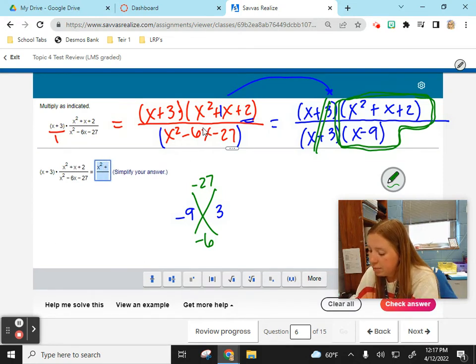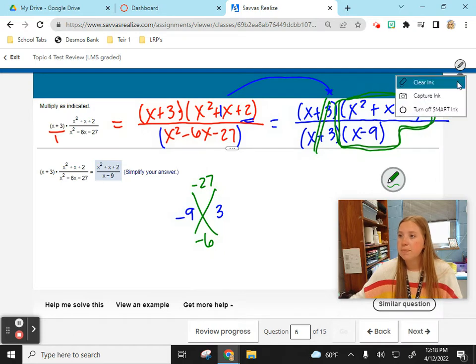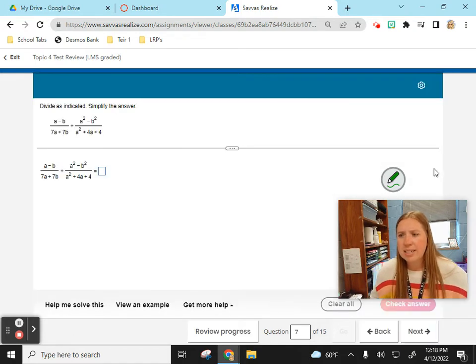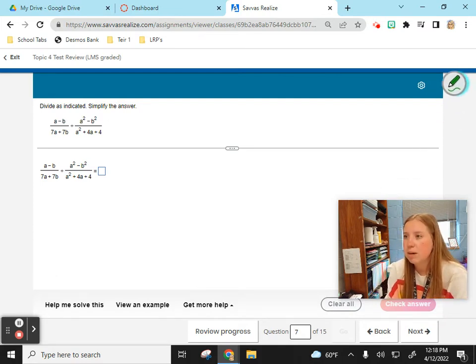So I have x squared plus x plus 2 divided by x minus 9. And that's my final answer. My next one I think is a division problem. I like this one as well. There's just one extra step that we have here that we didn't have in our last problem.